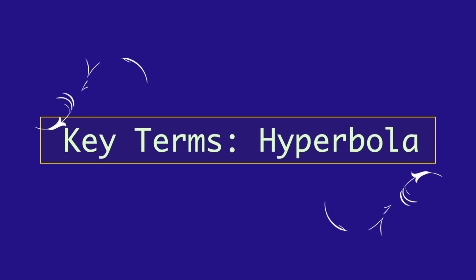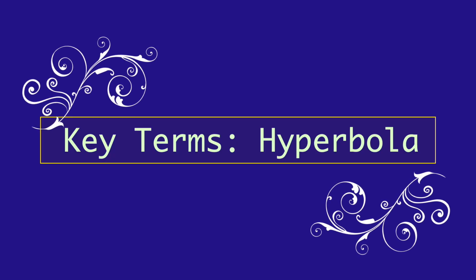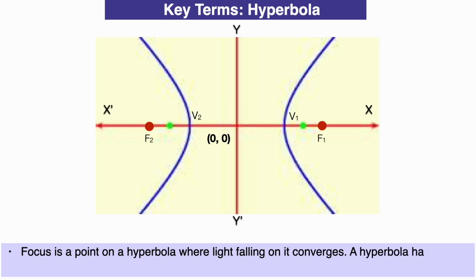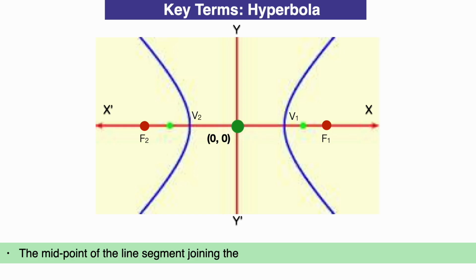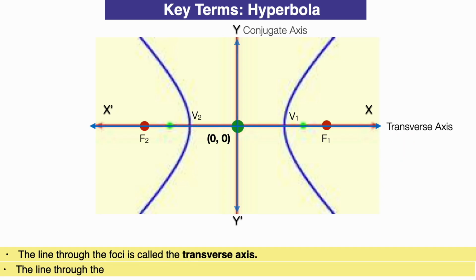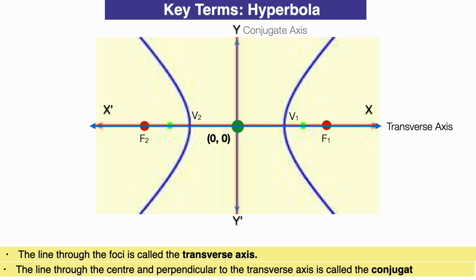Let us understand some key terms related to hyperbola. Focus is a point on a hyperbola where light falling on it converges. A hyperbola has two focal points called foci. The midpoint of the line segment joining the foci is called the center of the hyperbola. The line through the two foci is called the transverse axis, and the line through the center and perpendicular to the transverse axis is called the conjugate axis.